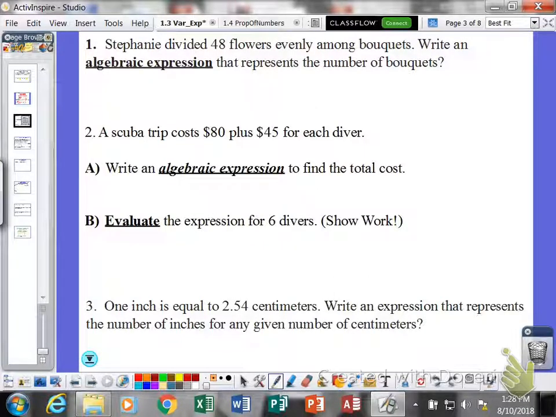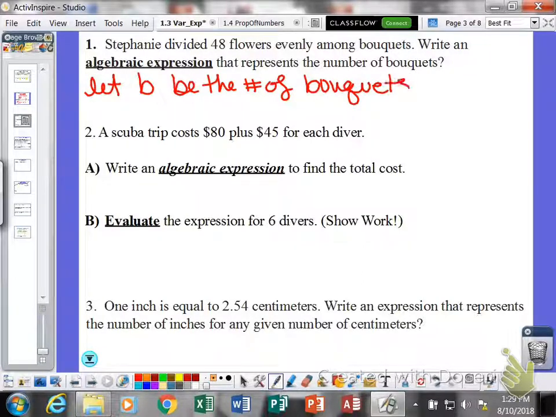Let's see. Stephanie divided 48 flowers evenly among bouquets. Write an algebraic expression that represents the number of bouquets. We're going to let B be the number of bouquets. She had 48 and she divided them evenly among however many bouquets there are. So 48 divided by B for the number of bouquets, and that would be our algebraic expression.